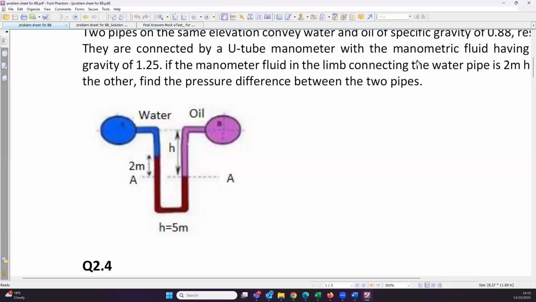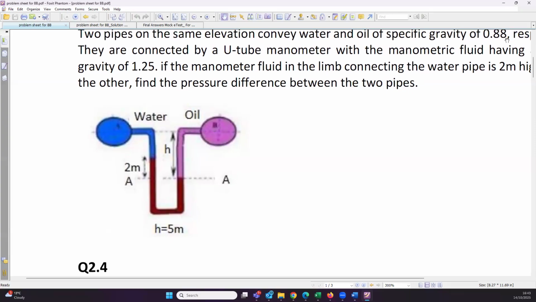It's 0.88 specific gravity. So if you have the specific gravity, you just have to multiply it with the density of water to get the density of the liquid. And G is a constant and H is 5 meter, that is given to you. So you already know the pressure at this point. Yes.